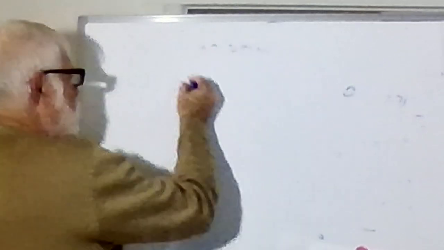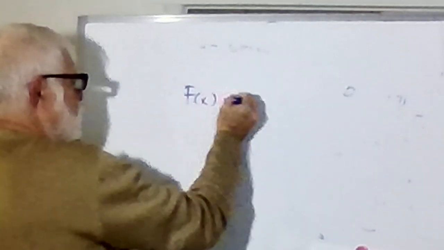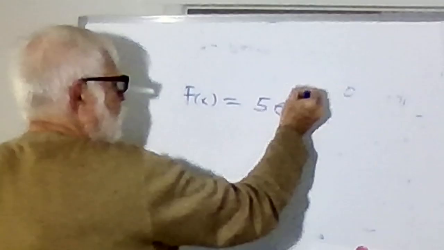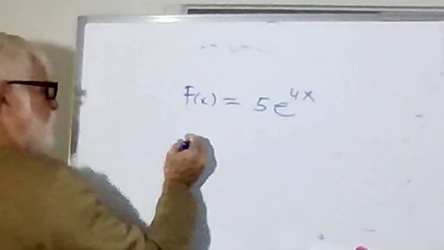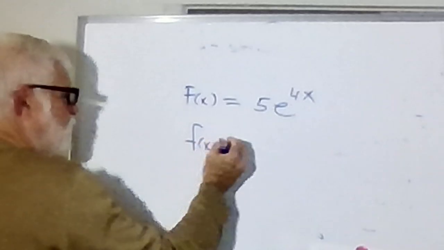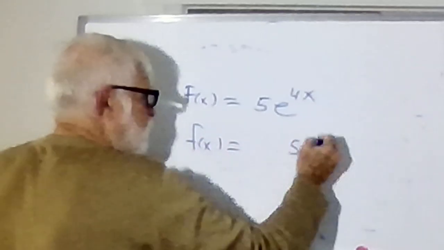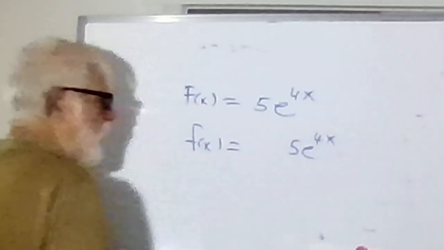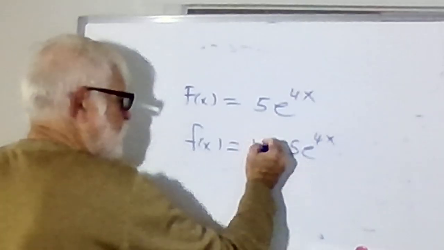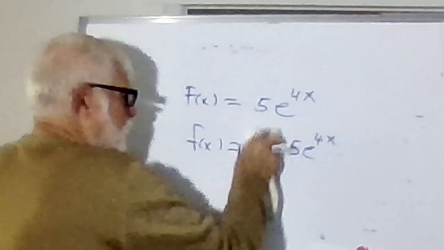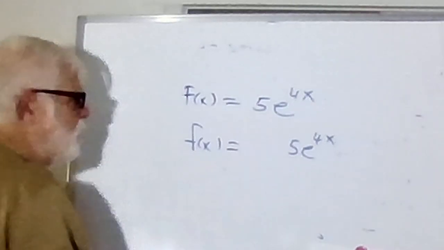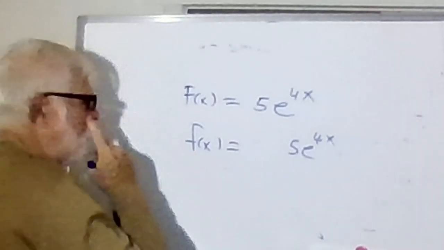Quick chain rule. f of x equals 5e to the 4x. Let's do a quick chain rule. Okay, derivative of e to the x is itself, so f prime of x is going to have this function as part of its answer. It also has the ln of the base, which is the ln of e, which is 1, so we don't have to write it. If it was some other number besides e, we'd have to have the ln of that base.